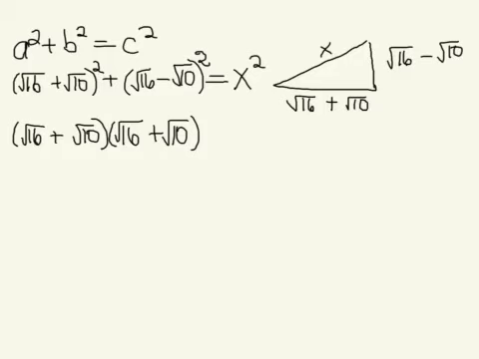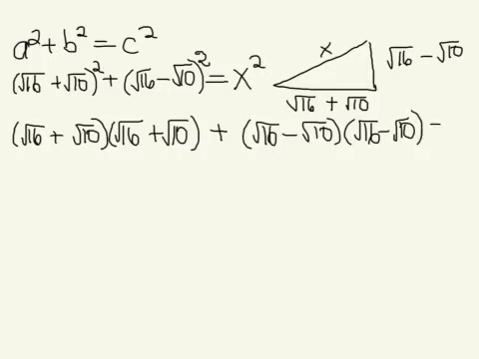And then you can add to that the square of the other one, which you would just write twice side by side. Root 16 minus root 10 times root 16 minus root 10. And then that all equals x squared. So this is the more cautious way to square a binomial. That works pretty well for most people. Now I'm going to use FOIL to multiply this all out.